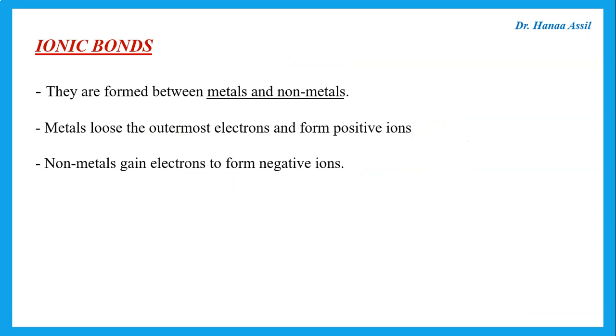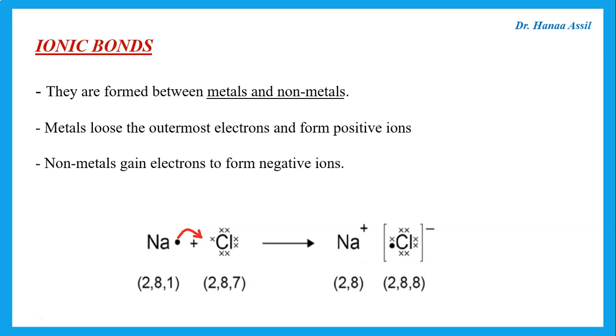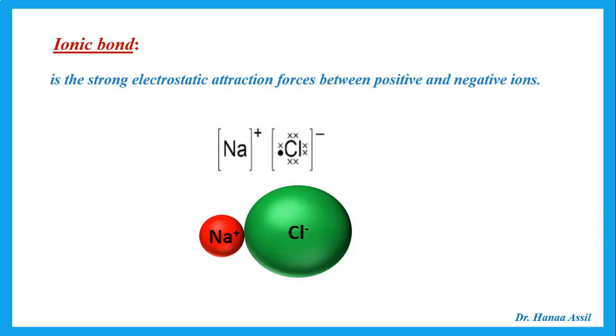So, ionic bonds, we said, are formed if I have a metal and a non-metal. The metal loses electrons and becomes positive, the non-metal gains electrons and becomes negative, and the ionic bond is the attraction forces between the positive and negative ions. So if he says what is meant by ionic bond, don't say it's the bond between metal and non-metal. That's not what we call ionic bond. The ionic bond is after they have lost and gained, and now they have positive and negative ions. The ionic bond is the strong electrostatic attraction forces between the positive and negative ions.